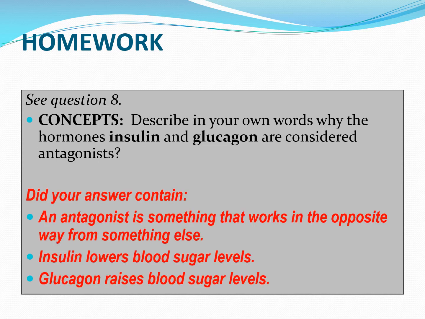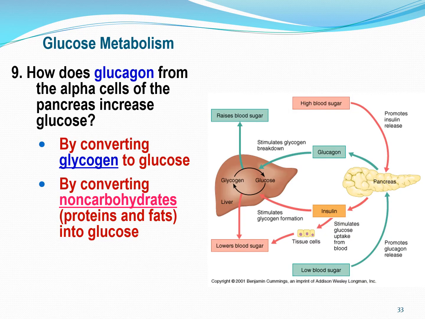So make sure that your answer contains stuff like this: an antagonist is something that works in the opposite way from something else. So insulin lowers blood sugar levels and glucagon raises blood sugar levels. So how does glucagon from the alpha cells of the pancreas increase glucose? It's by converting glycogen to glucose, and by converting non-carbohydrates, proteins and fats, into glucose.